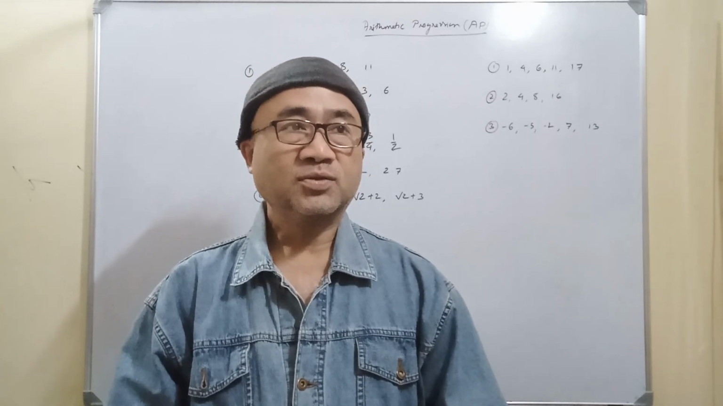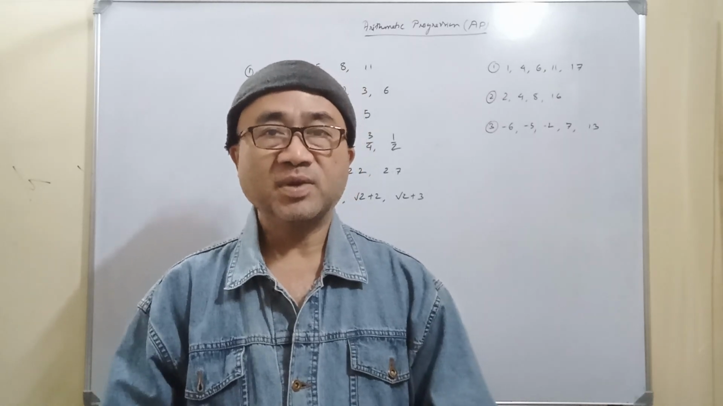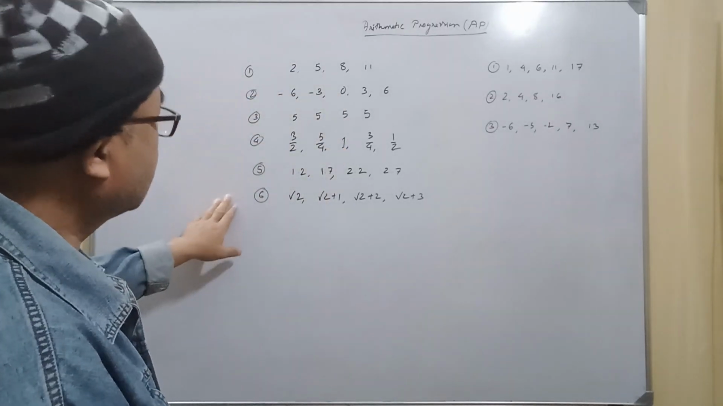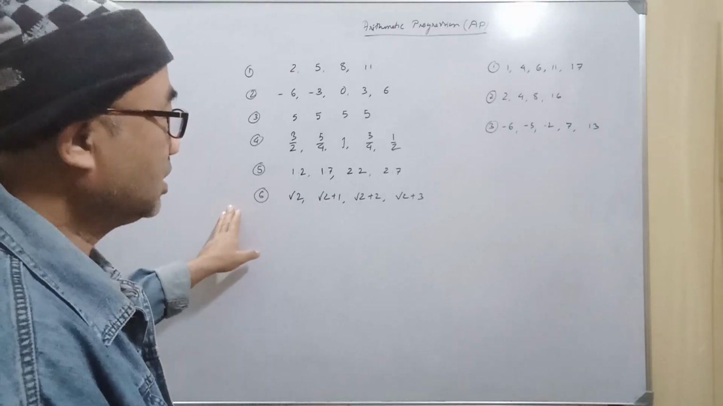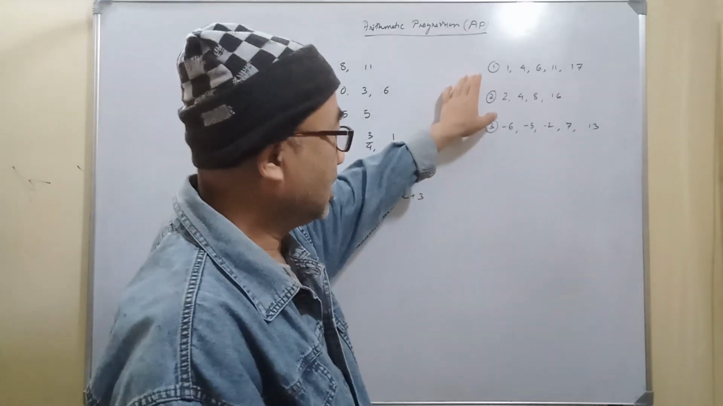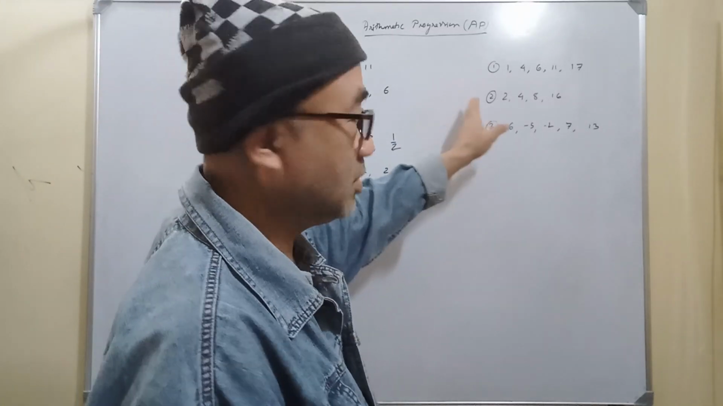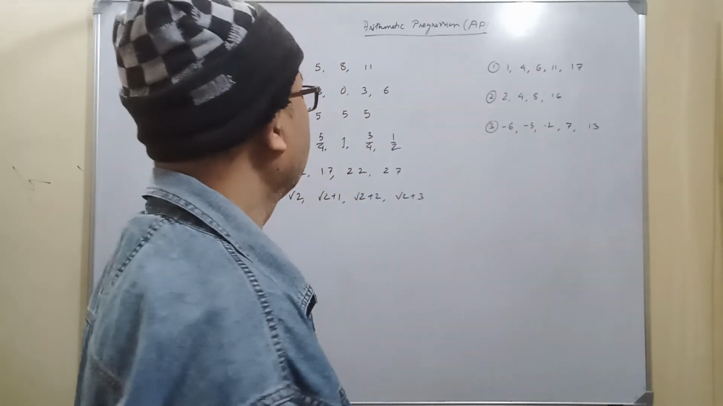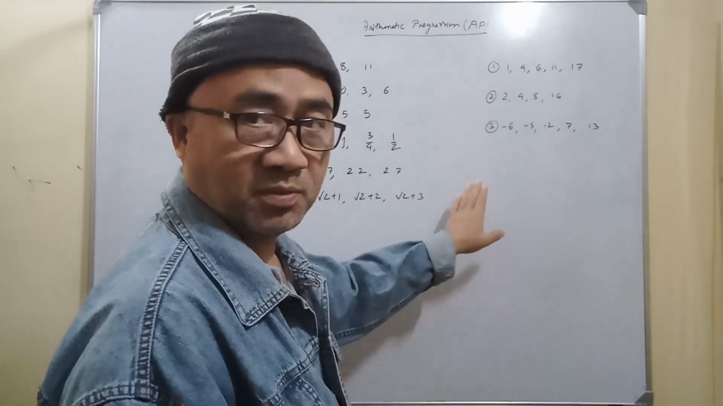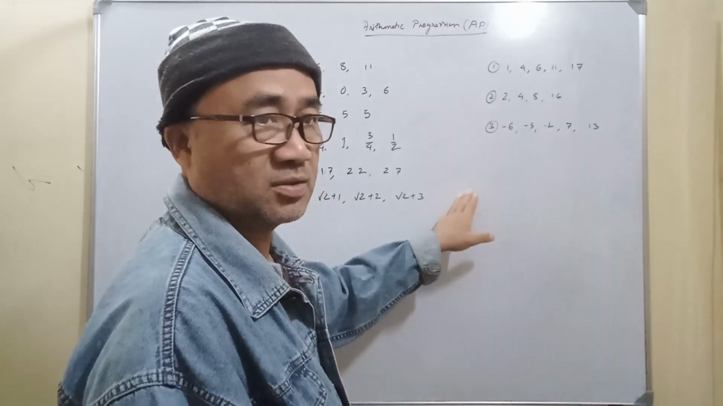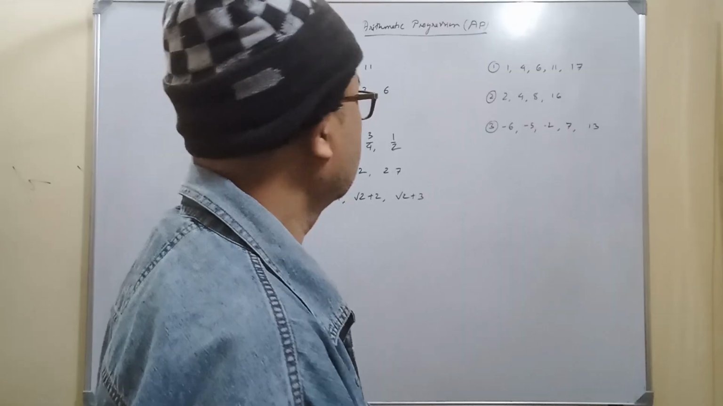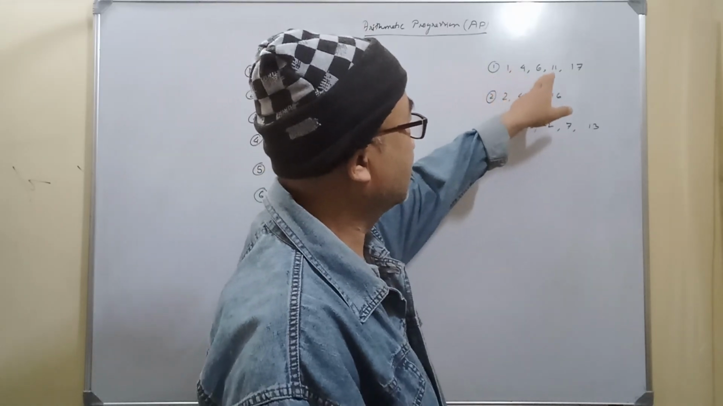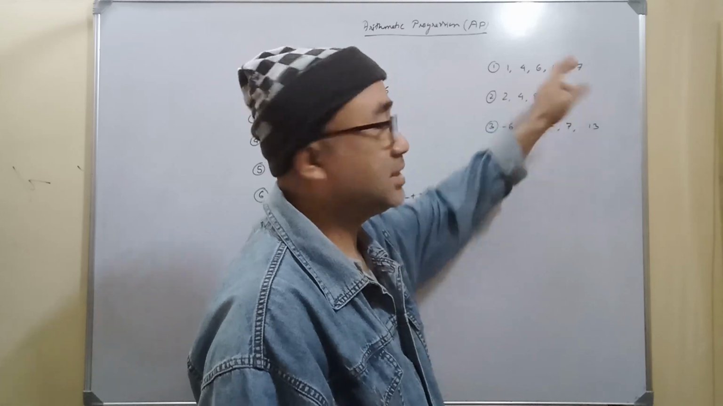In today's class, we are going to discuss arithmetic progression. Here we have 6 sequences of numbers on the left side and another 3 sequences of numbers on the right hand side. A sequence means an ordered list of numbers. So here on the right hand side, we have 1, 4, 6, 11, 10, 11 and 17.